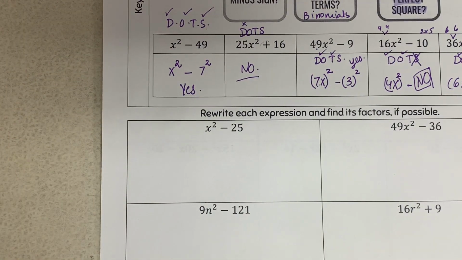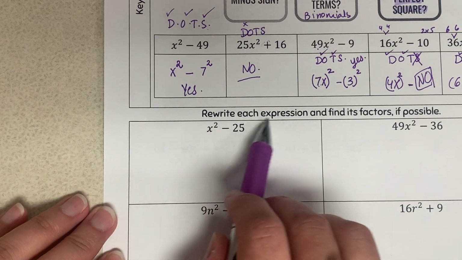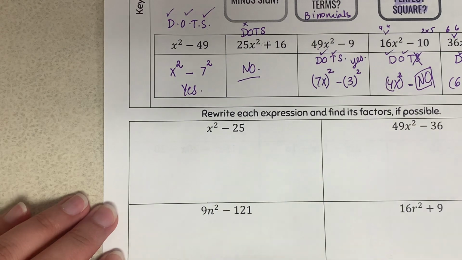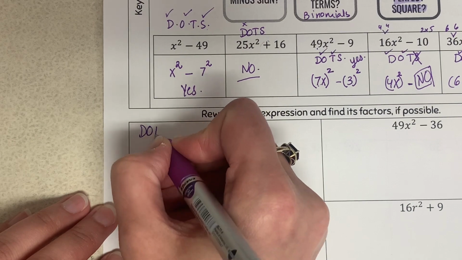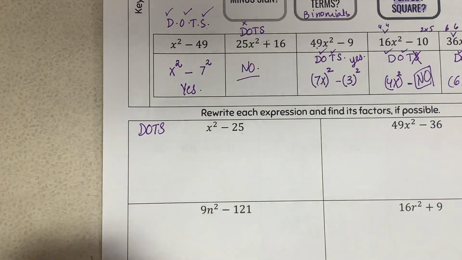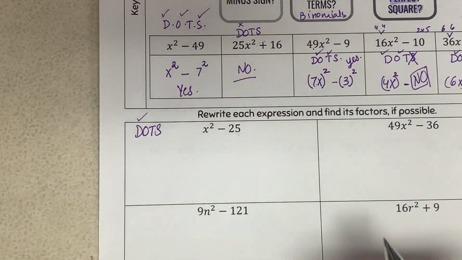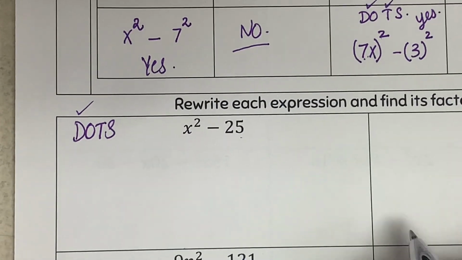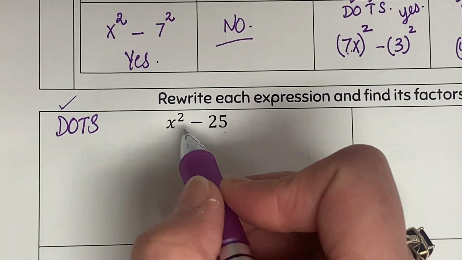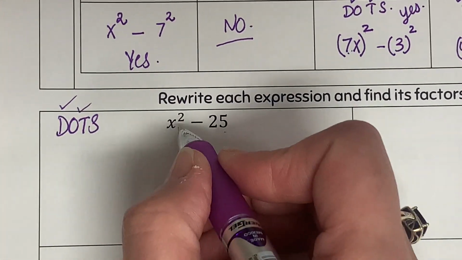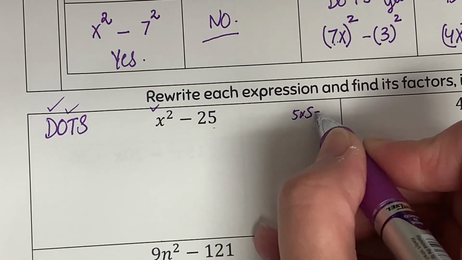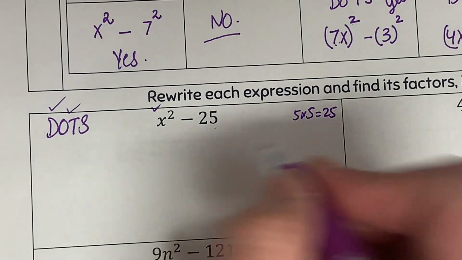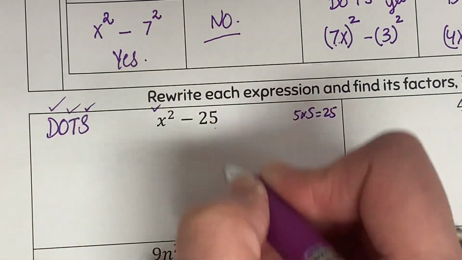So identifying and solving is actually pretty simple. Rewrite each expression to find its factors if possible. Okay, by looking at it, I can see there are two terms. So let me check. Is it a difference? Yes. Is it a difference of two squares? Two terms, yes. Two squares, let me check. x squared, yeah, the first one works. 25: 5 times 5 is 25. So yes, both of them are squares, so this method will apply.